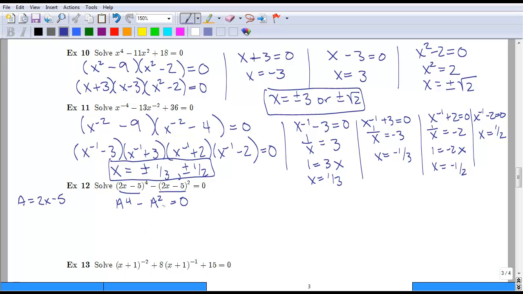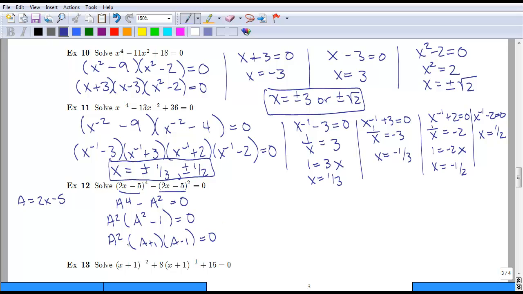And then I can factor this. We don't necessarily have to factor it into the two terms like we did before, because in this case we don't have the constant term. What we can do is factor out the like term, which in this case is a squared, and we'd be left with a squared times a squared minus 1 is equal to 0. And again, from that we can factor one more time down to be a plus 1, a minus 1.